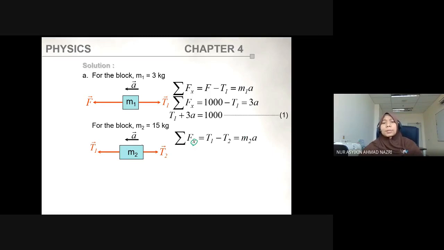Yang ni pun sama. Dia ambil sama direction dengan tu. Tapi kalau macam kita biasa, ambil yang ke kanan, tolak yang ke kiri. Ambil ke kanan, tolak yang ke kiri.